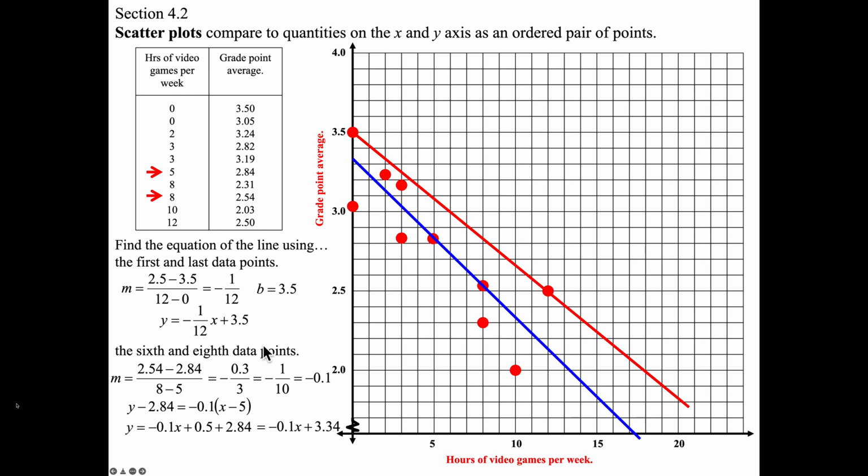Now this to me would be by far a better example of a best fit line, because I have 1, 2, 3, 4 points below the blue line and 1, 2, 3, 4 points above the blue line. That would be a better representation of that data. All right, so that's how we do it by hand.